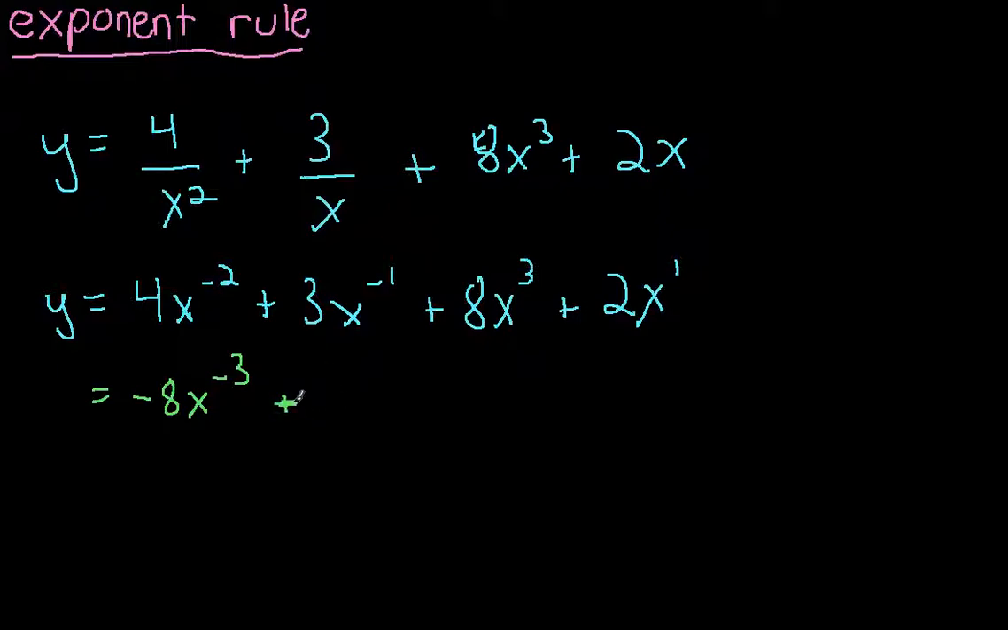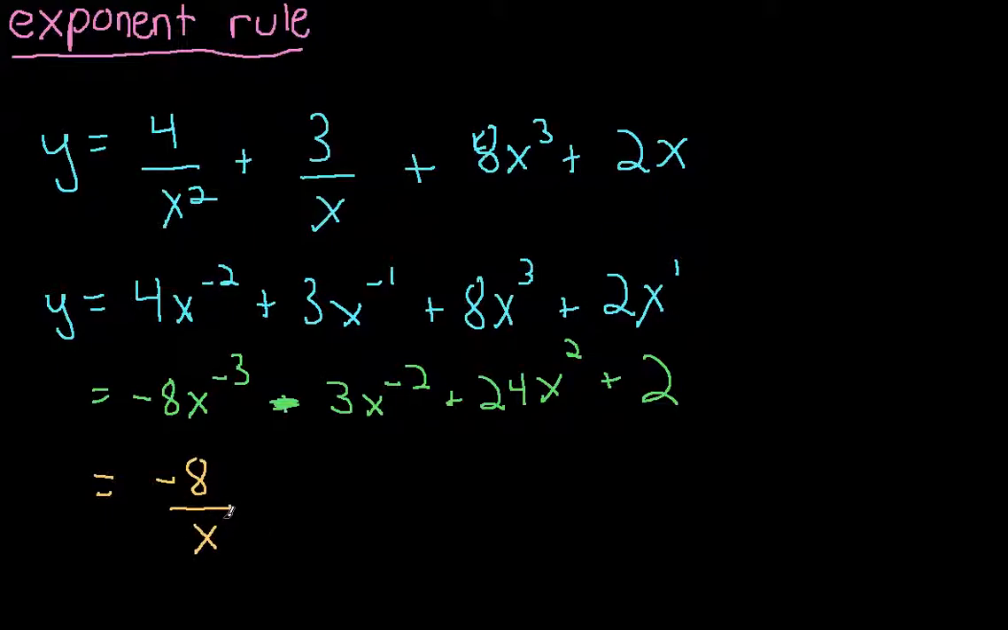This becomes, actually, that's going to be a minus sign instead of a plus sign. So that would be minus 3 times x to the negative 2. It's a minus sign because when I multiplied 3 by negative 1, I got a negative number. This would be plus 24x squared because I bring the 3 to the front. And this would just be plus 2 because x to the 0 is just 1. So putting it in final form, leaving no negative exponents, this would be negative 8 over x to the third minus 3 over x squared plus 24x squared plus 2.